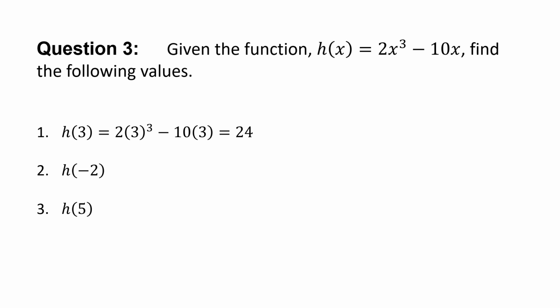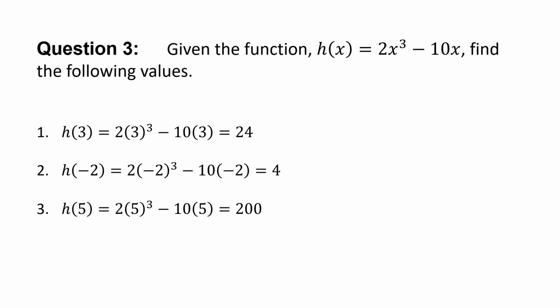So for h of 3, we substitute in the 3 in place of x and we get 24. H of minus 2, we get 4. And h of 5, we get 200.